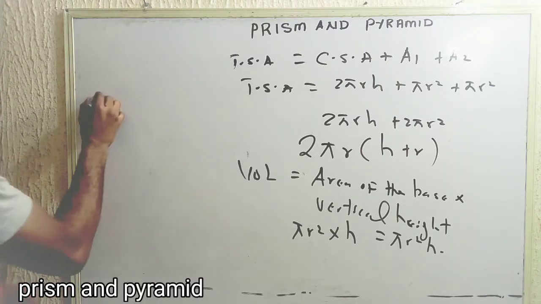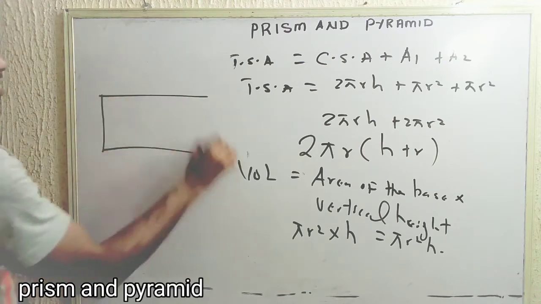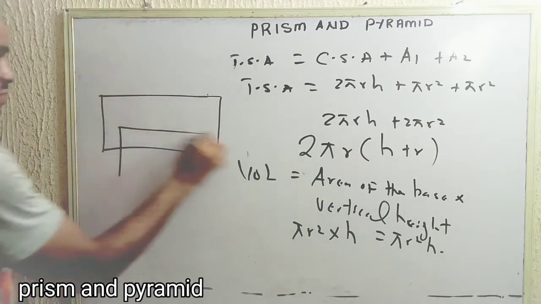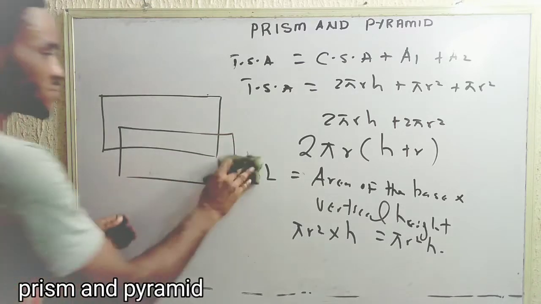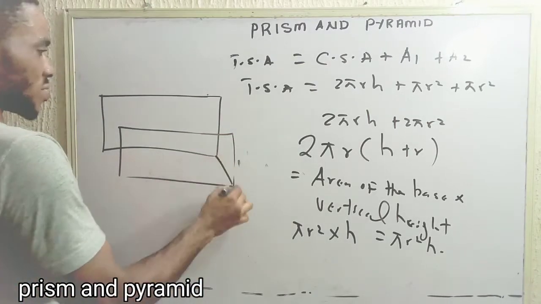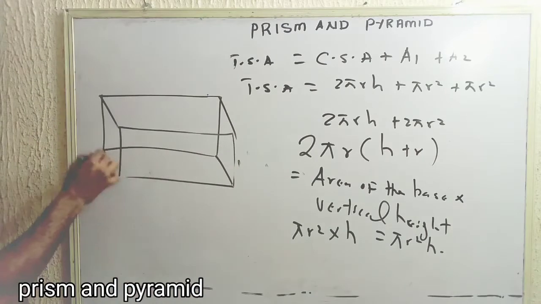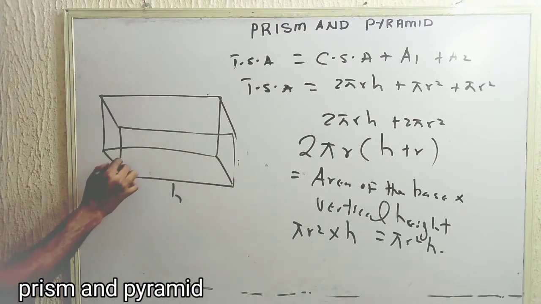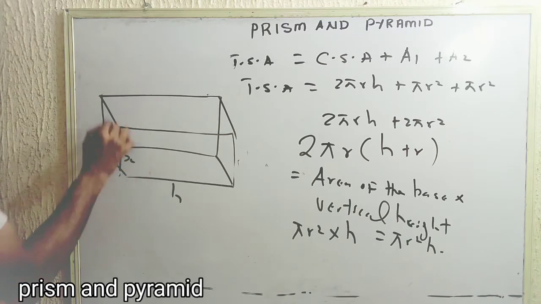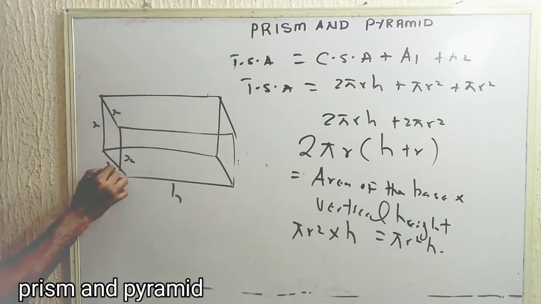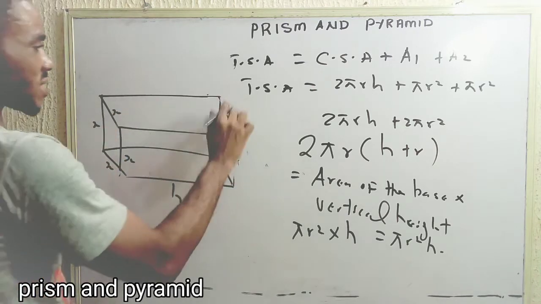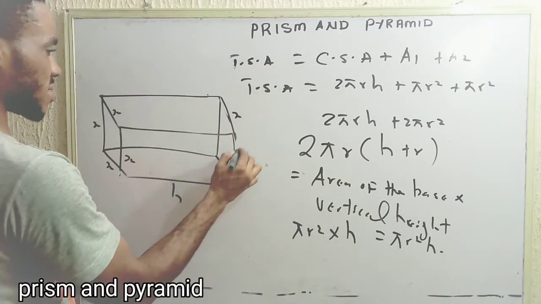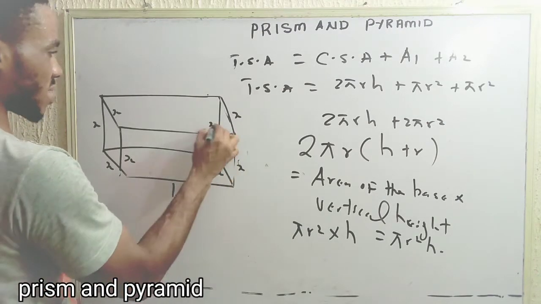Let me just draw a cuboid. A cuboid is still an example of a prism. So if you have it in this manner, I will join this to this, this to this, and this to this. Here is my height. Here is the distance x. Here's x, here's x, here's x. Then the same thing happens here, with x and x.